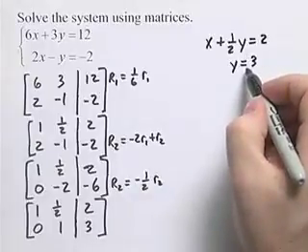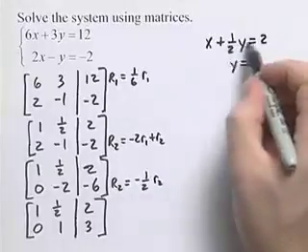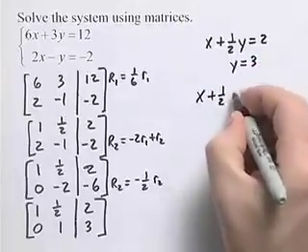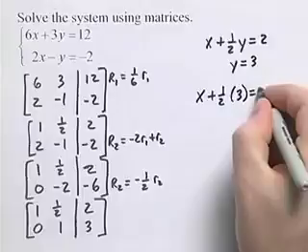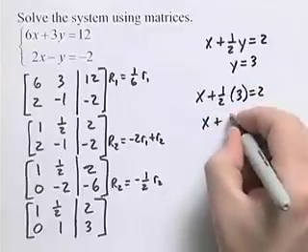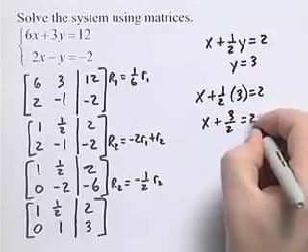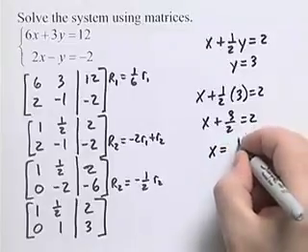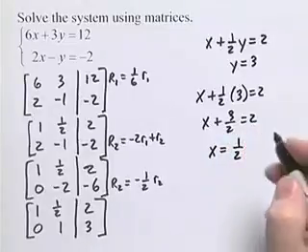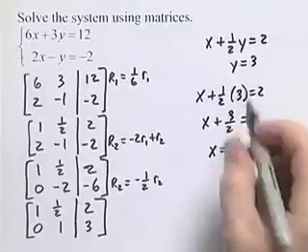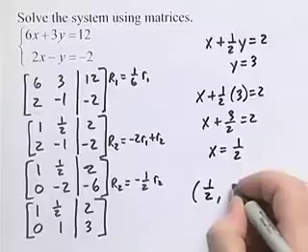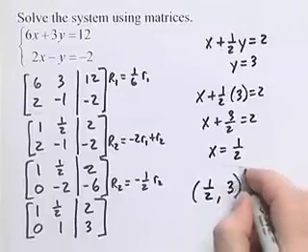Since we know y is equal to 3, we can substitute that back into this equation to find x. x plus 1/2 times 3 equals 2. So x plus 3/2 equals 2. We're going to subtract 3/2 from both sides. We'll get that x is equal to 1/2. Since x is equal to 1/2 and y equals 3, our ordered pair solution is 1/2, 3.